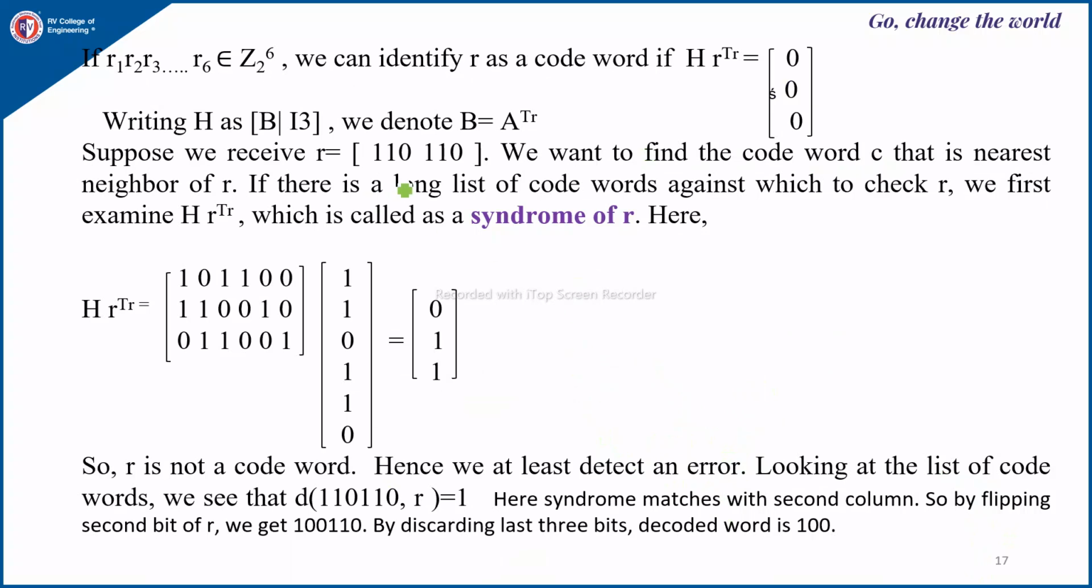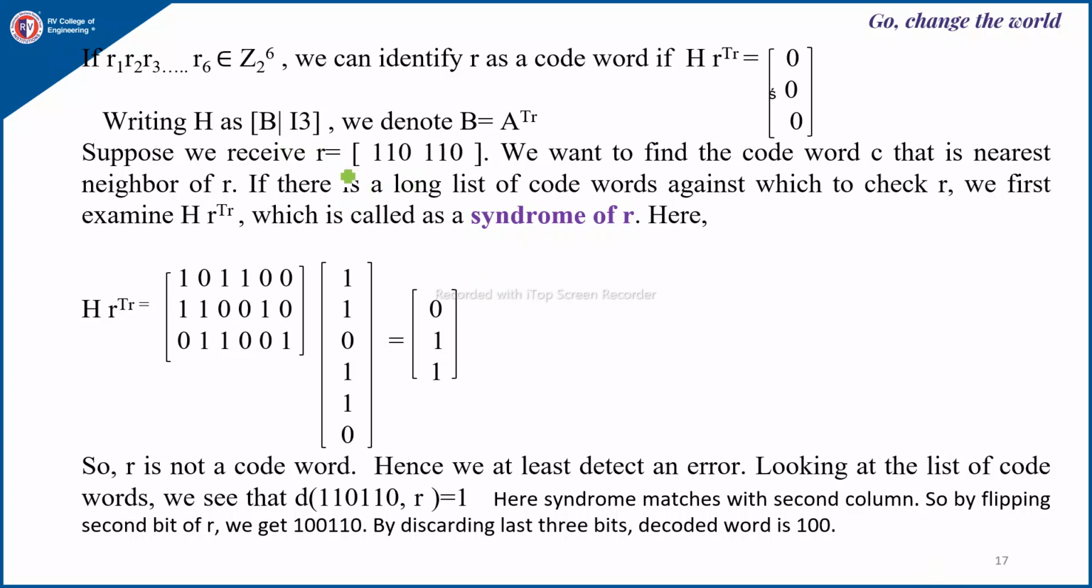Now if r1 to r6 belongs to Z2⁶, we can identify r as a code word if H times r transpose is 000. So if you have received r whose H times r transpose is 0, it means it is a code word. Therefore, by writing H as B followed by I3, we denote B is equal to A transpose. So this H matrix is used for the decoding function.